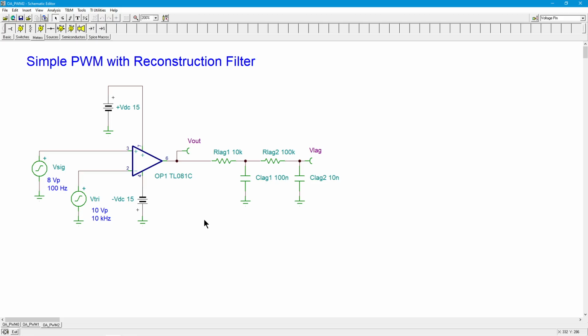Okay, great. So there's actually a lot more to pulse width modulation, the practical implementation of it. But I hope this has given you a good overview, a good idea of what's involved.